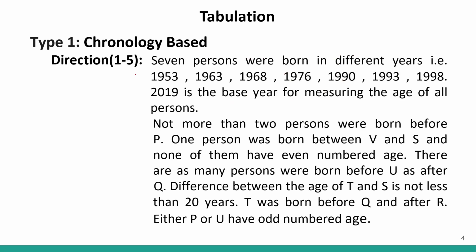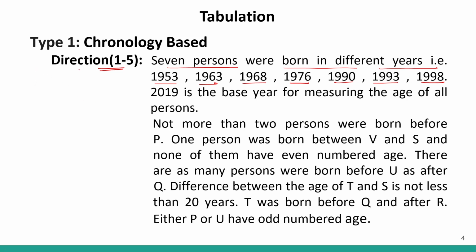Okay? So basically this information we are given, and based on this information we have to answer question number 1 to 5, that is type 1 chronology based. Now 7 persons were born in different years, that is 1953, 1963, 1968, 1976, 1990, 1993, 1998. So 7 people are there. 1, 2, 3, 4, 5, 6, 7.